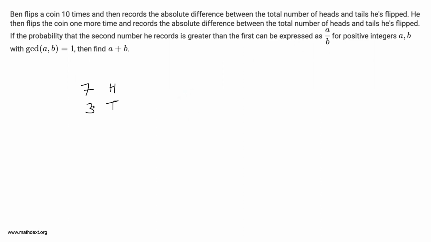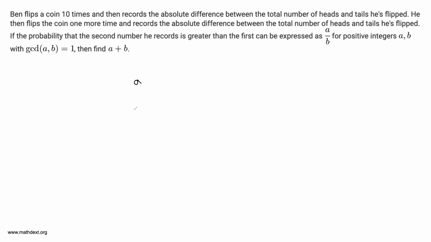If we try another example, let's say he has 2 heads and 8 tails. The absolute difference between the number of heads and the number of tails is 6. Now, if he flips the coin the 11th time, he might get a 3 and an 8, or he might get a 2 and a 9. In one of these cases, the absolute difference is 5. In the other case, the absolute difference is 7. So you see that if the number of heads and the number of tails are not equal, then if he flips a head and the heads were greater than the tails, then the absolute difference would increase.